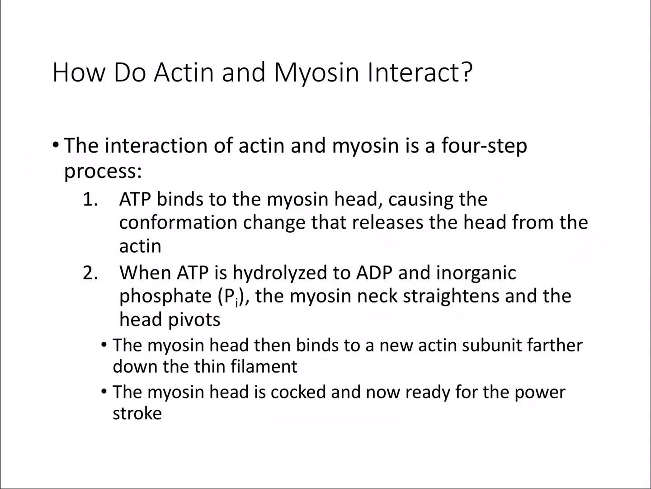So how does this happen? ATP, the molecule of energy, has to bind to the myosin head, causing a conformational change that's going to release the head from the actin. When ATP is hydrolyzed, it's going to turn into ADP because a phosphate comes off, and there's the inorganic phosphate, and the myosin head straightens and the head pivots. So the neck straightens and the head pivots. The myosin head then binds to a new actin subunit farther down the thin filament.